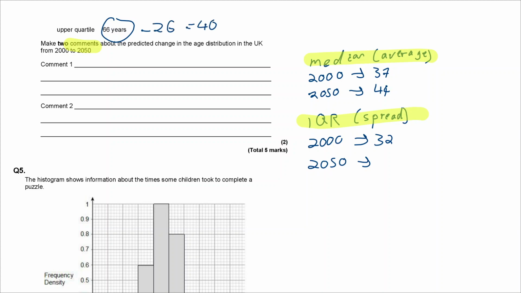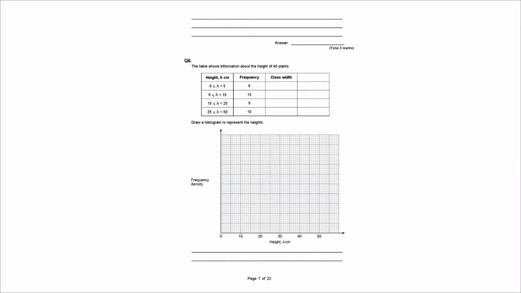So there we go. So this is what you're comparing, but you've got to go and put it into words. So two comments about the age distribution. You're going to say, and the context here is people living in age, isn't it? So who's got the higher median? 2050. So you can go and say on average, because the median measures average. This is the first keyword, on average. Okay? On average, in context, you're going to go and say this.